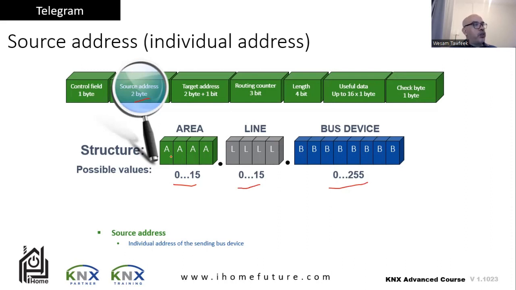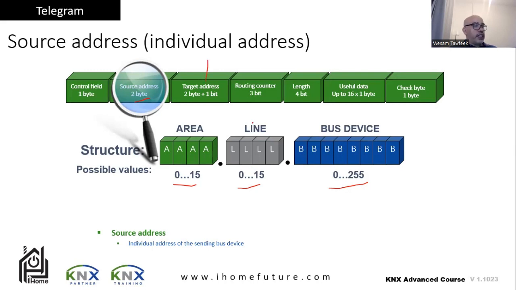And as we recall, it's normally area.line.bus device, and this should be unique in our topology. This we learned and know from the basic course. This is a source address. So now I have a control field, I have a source address, and then I have the target address.